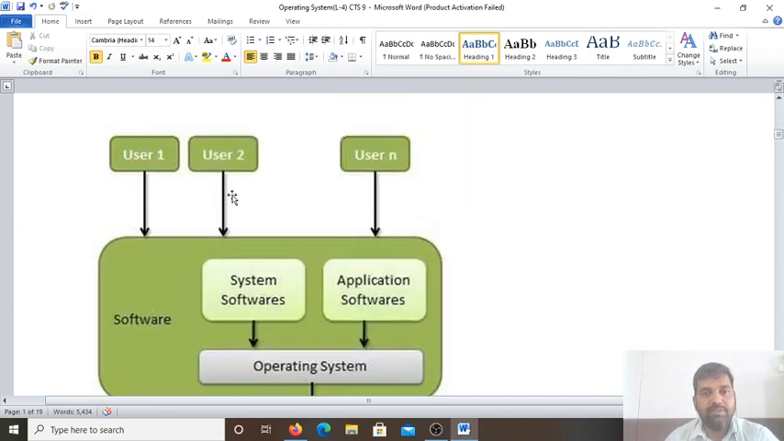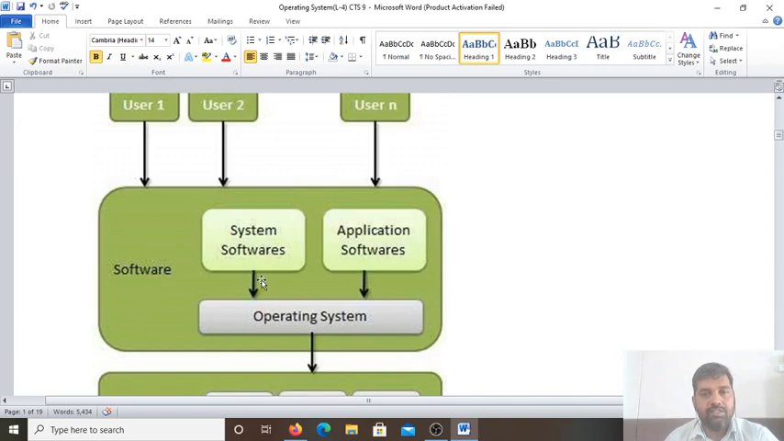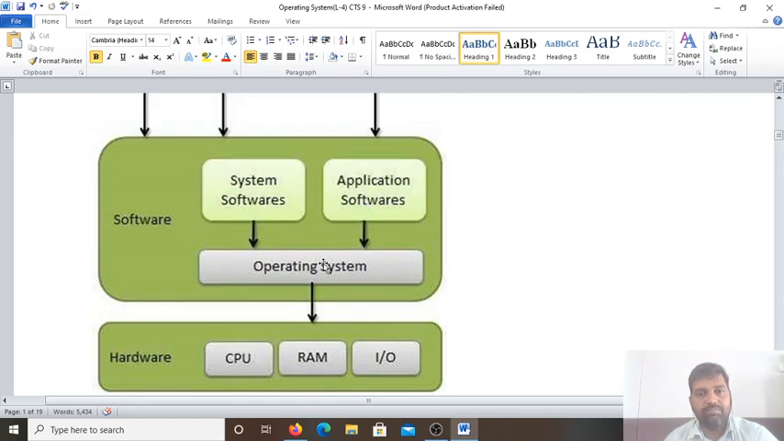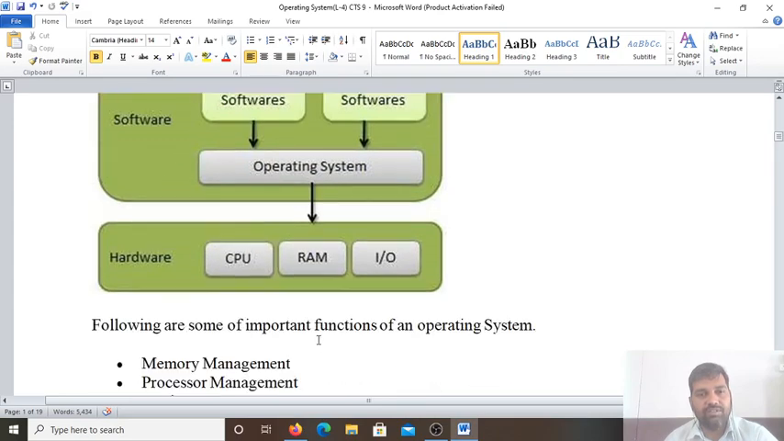You can see here the many user requests, user 1, user 2, user n, and this is the software: system software, operating system, application software. All these are software only. Now this system software, the operating system, manages the application software, hardware and other things. See, the operating system manages the application software and also the hardware.